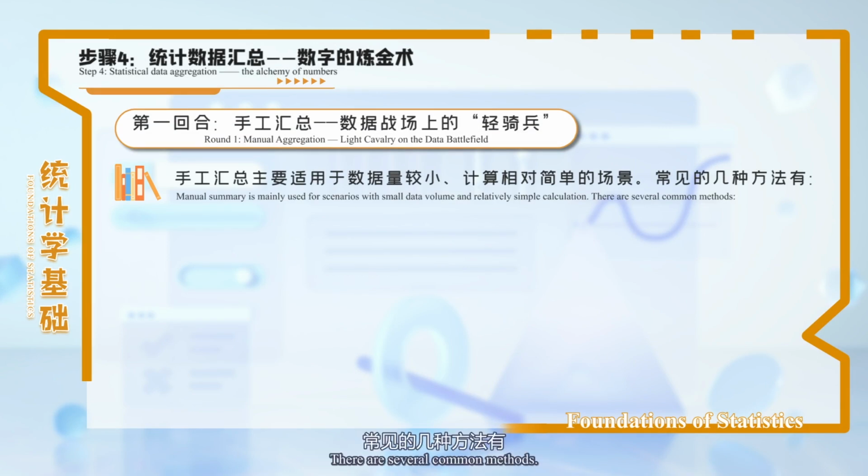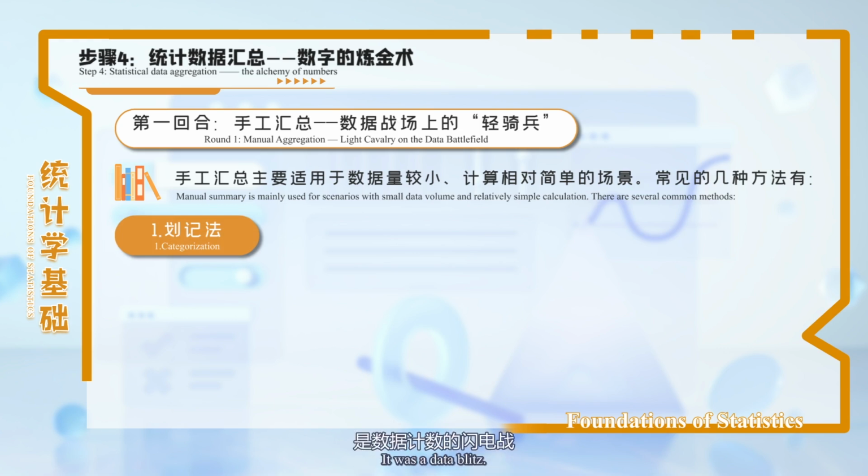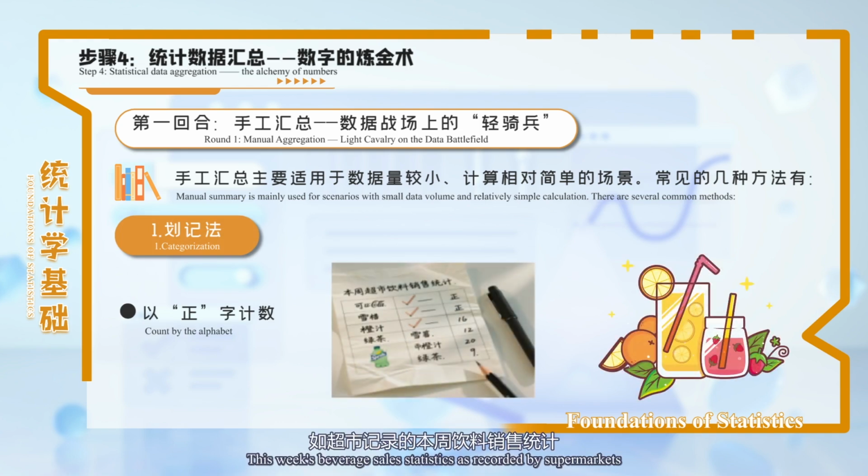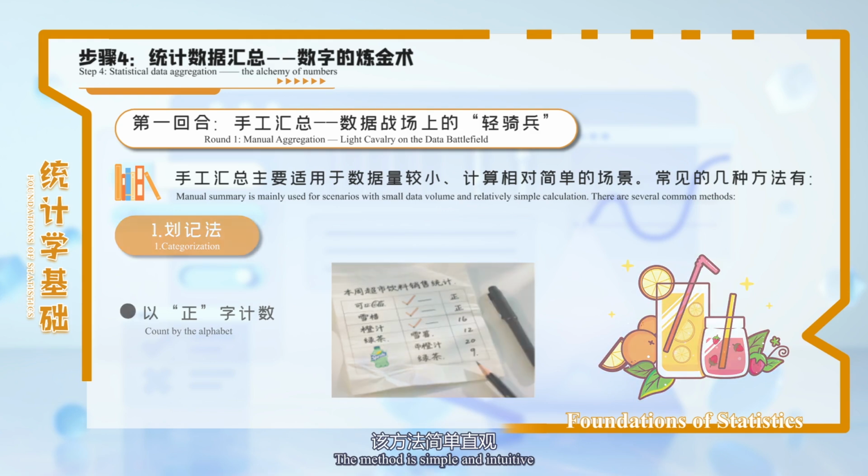There are several common methods. The first is the tally method. It is a data blitz, counting using the Chinese character zheng. This week's beverage sales statistics as recorded by supermarkets. The method is simple and intuitive.